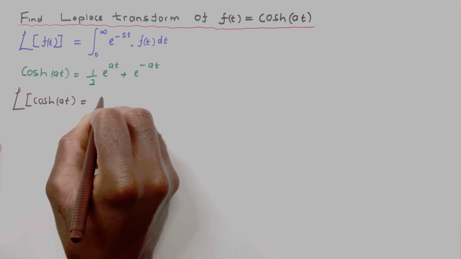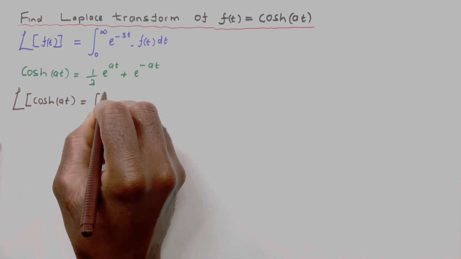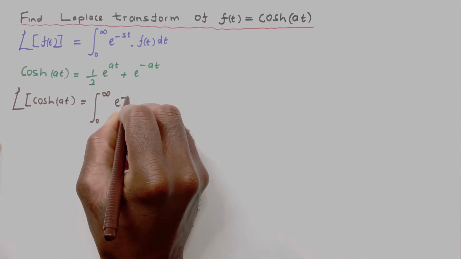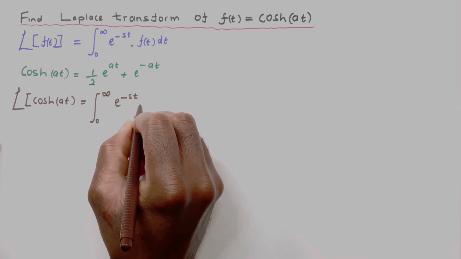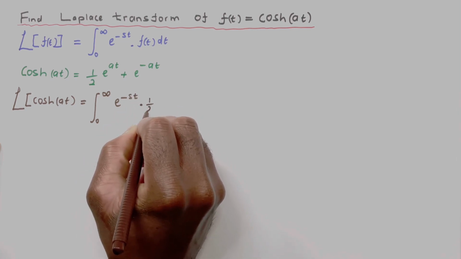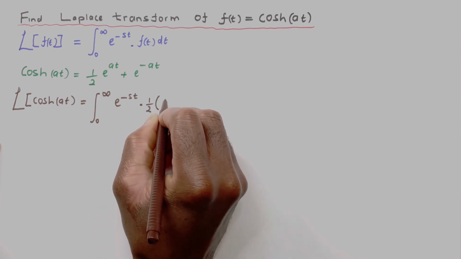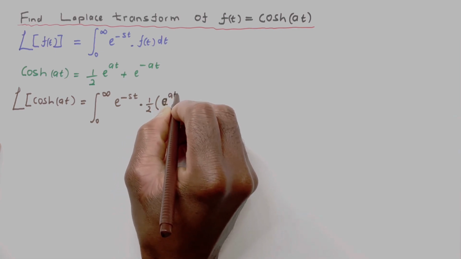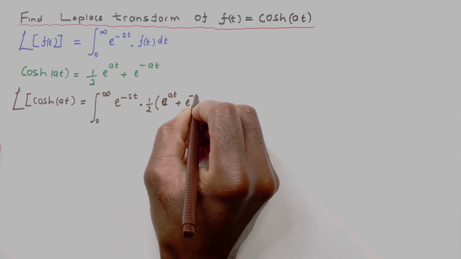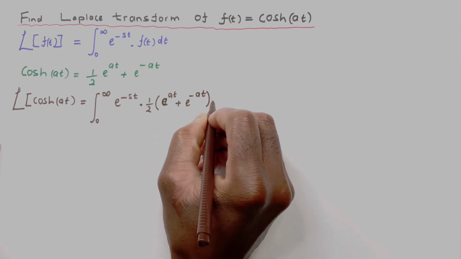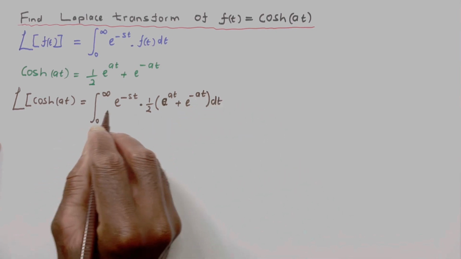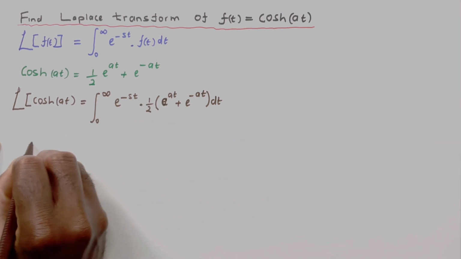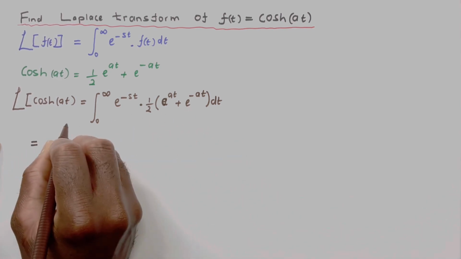will be equal to the integral from 0 to infinity of e to the power minus st times a half, open bracket, e to the power at plus e to the power minus at, dt. We need to expand the bracket now.